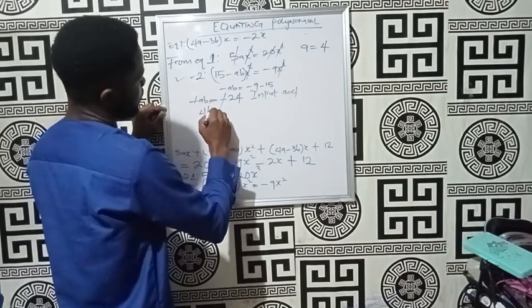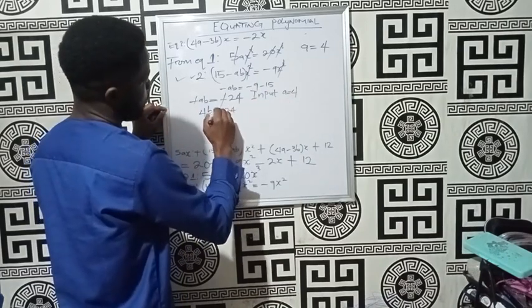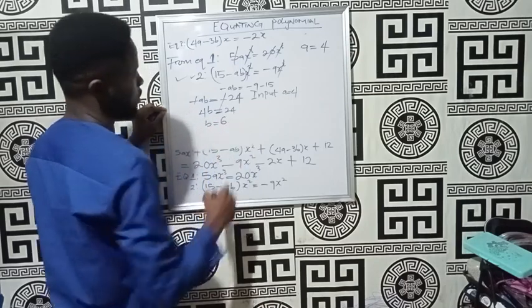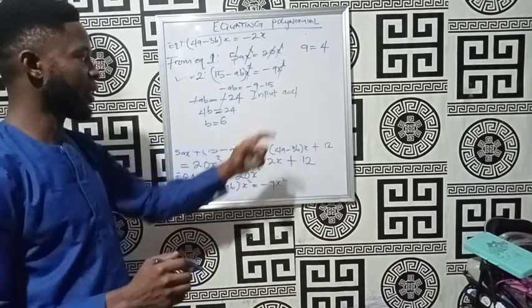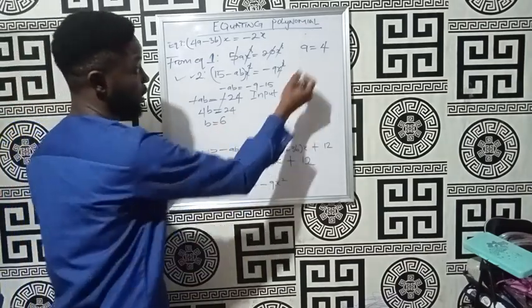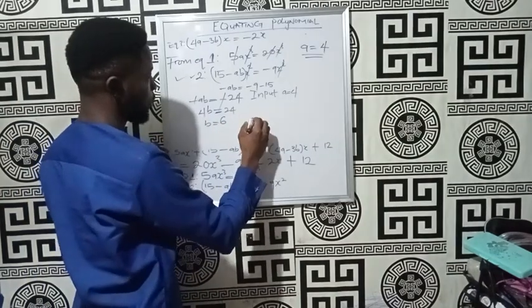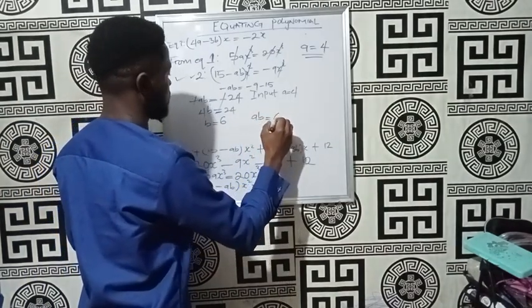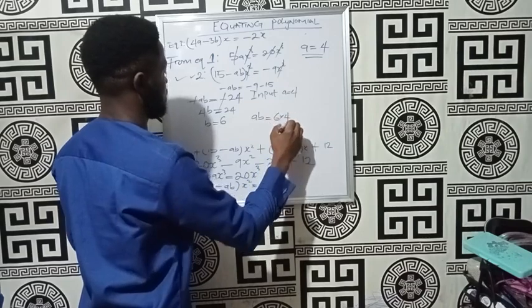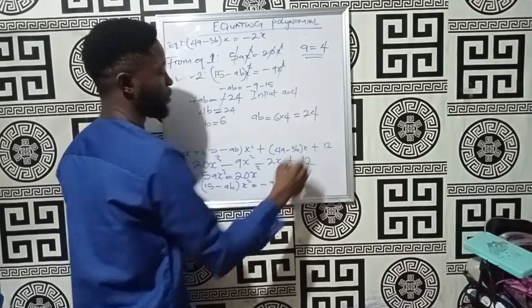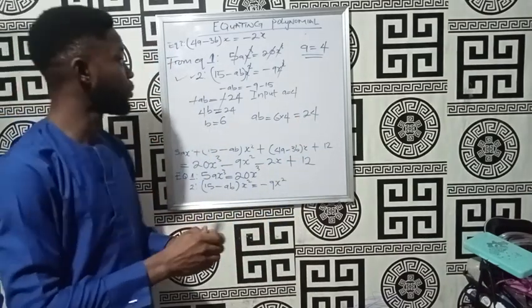Now we have 4b equal to 24. So b will give us 6. So we know our a as 4 and our b as 6. They told us to find a, we got a. Then for ab will be 6 times 4, which will give us 24. So I believe you are able to understand this.